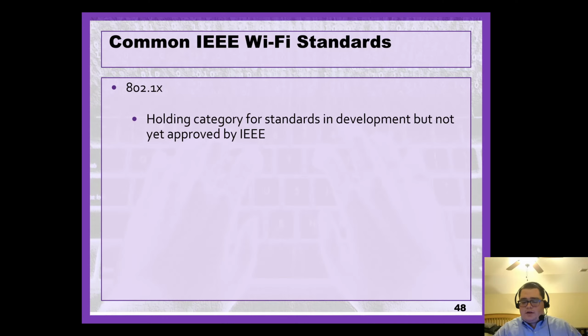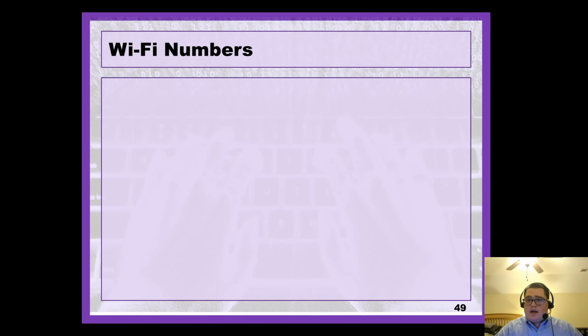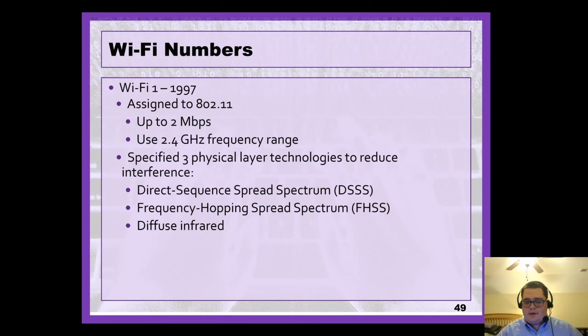802.1x is a holding category for standards that are in development but not yet approved by IEEE. So now we'll go over what the Wi-Fi numbers are and how they're associated to the given standards.